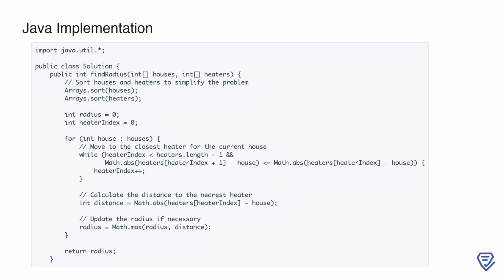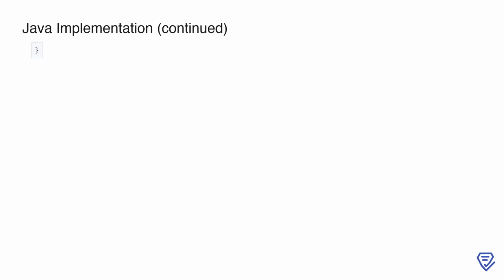Once the nearest heater is identified, we calculate the distance between the house and the heater. Then, we update the radius to be the maximum distance encountered so far, as this ensures that all houses are within the required distance of at least one heater. Finally, after iterating through all the houses, the method returns the calculated radius. This value represents the minimum radius needed to ensure that every house is within range of at least one heater.